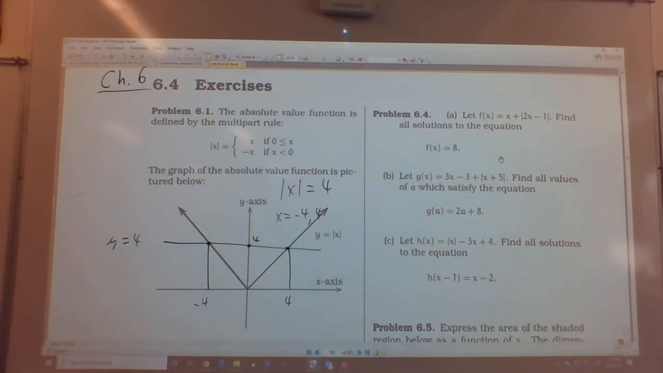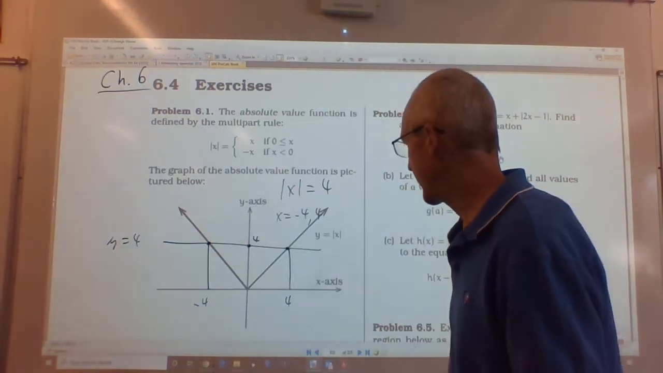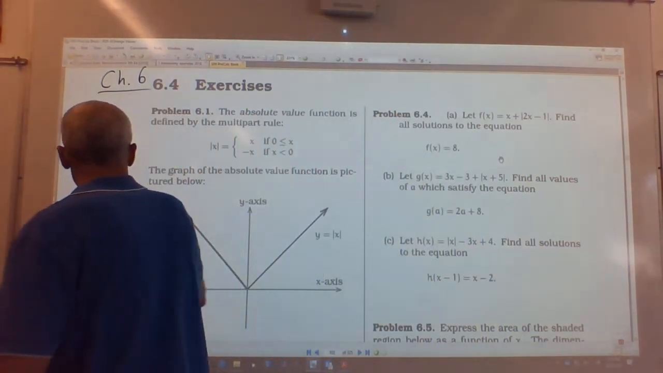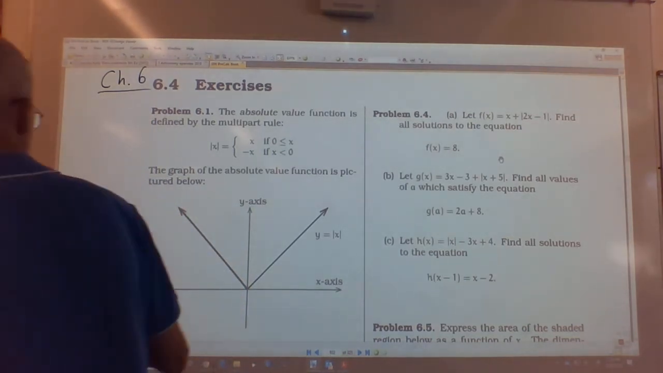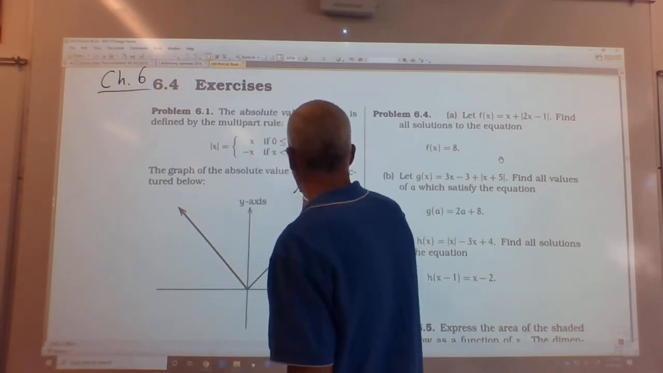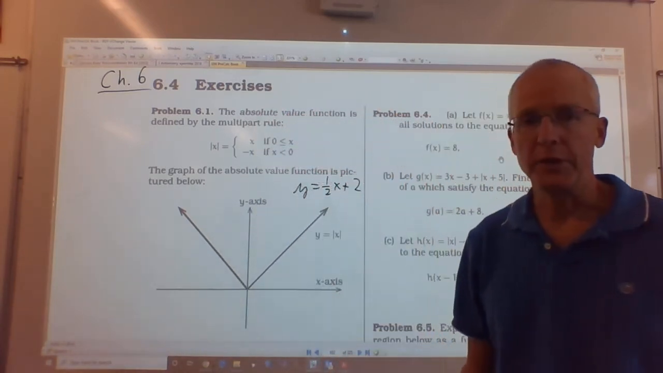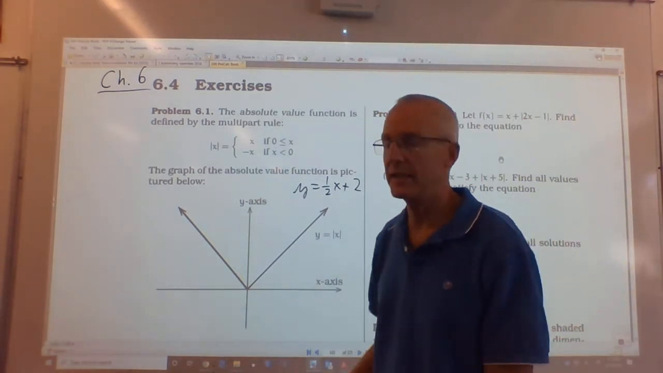Okay, then it says, part C, sketch the graph of y equals 1/2 x plus 2 and y equals absolute value of x in the same coordinate system. And then find the area of the region bounded by them. So y equals 1/2 x plus 2. So y equals half of x plus 2. You don't need to use graph paper or anything. Sometimes it's preferable, just get the idea of it, right?